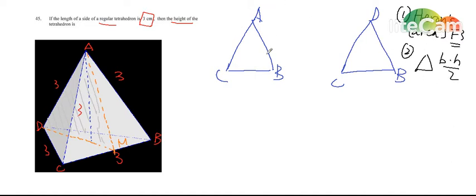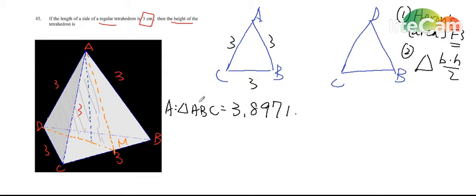Firstly, for each of the sides, we know that AC is 3, AB is also 3, and CB is also 3. By Heron's formula, we find the area of triangle ABC. We just calculate with the calculator: 3, 3, 3. We calculate the area is around 3.8971.